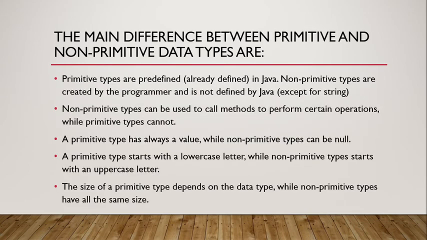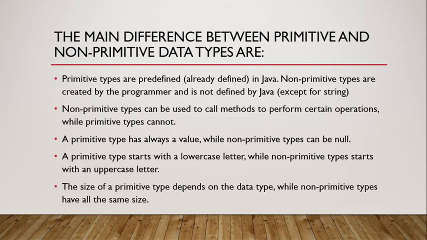The main difference between primitive and non-primitive data types are: primitive types are predefined, already defined, in Java. Non-primitive types are created by the programmer and are not defined by Java, except for String. Non-primitive types can be used to call methods to perform certain operations, while primitive types cannot. A primitive type always has a value, while non-primitive types can be null.